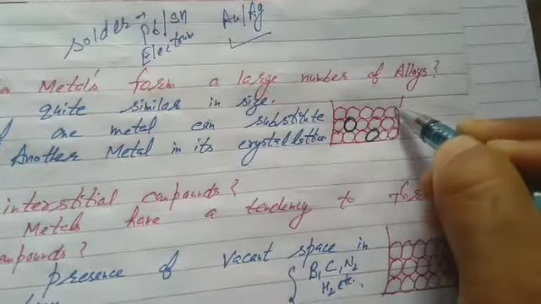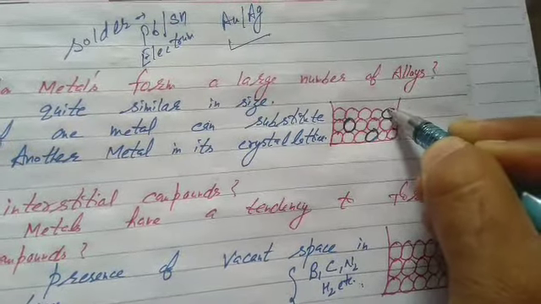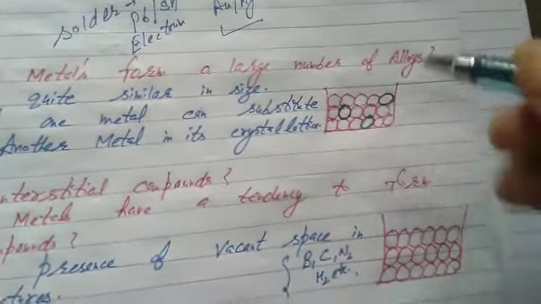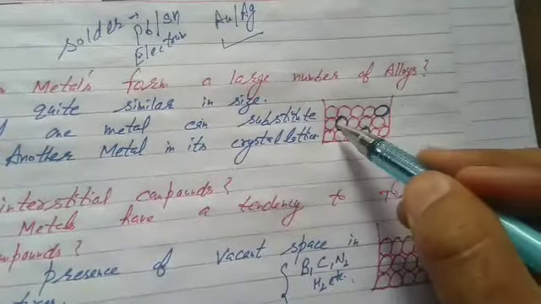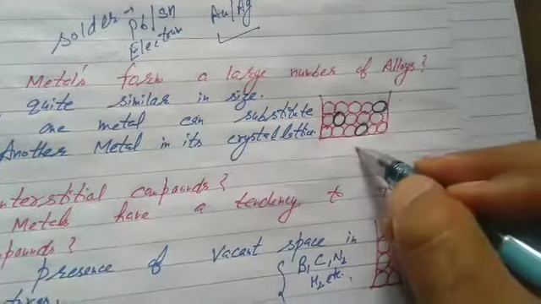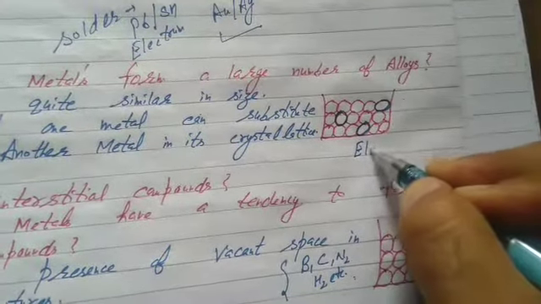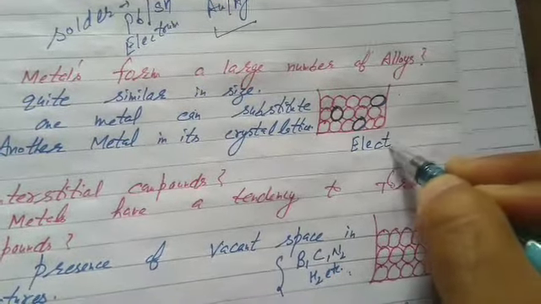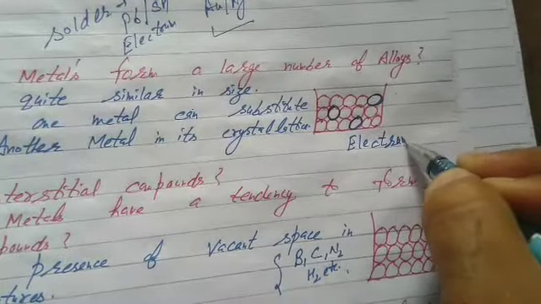Now what do we call it? Alloy. The particles marked with red are gold, and those marked with blue are silver. Now it is called electrum. That is an alloy of gold and silver. What is electrum? An alloy of gold and silver.